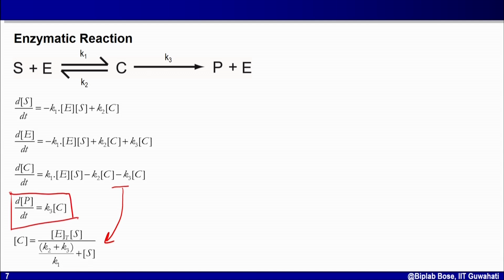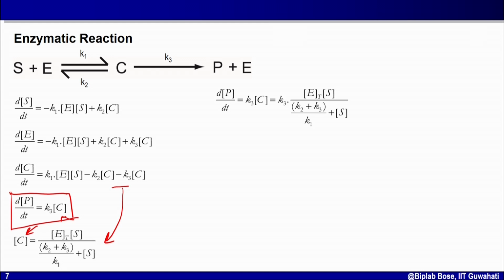dP/dt is the rate of change in concentration of the product. That's what I am bothered about here, because I want to know how the concentration of product changes with time. So dP/dt is equal to K3 into C. I can replace this C by the C that I have considered here, because I know C is in steady state, because that's my assumption. So I can replace C by the steady state value of C.